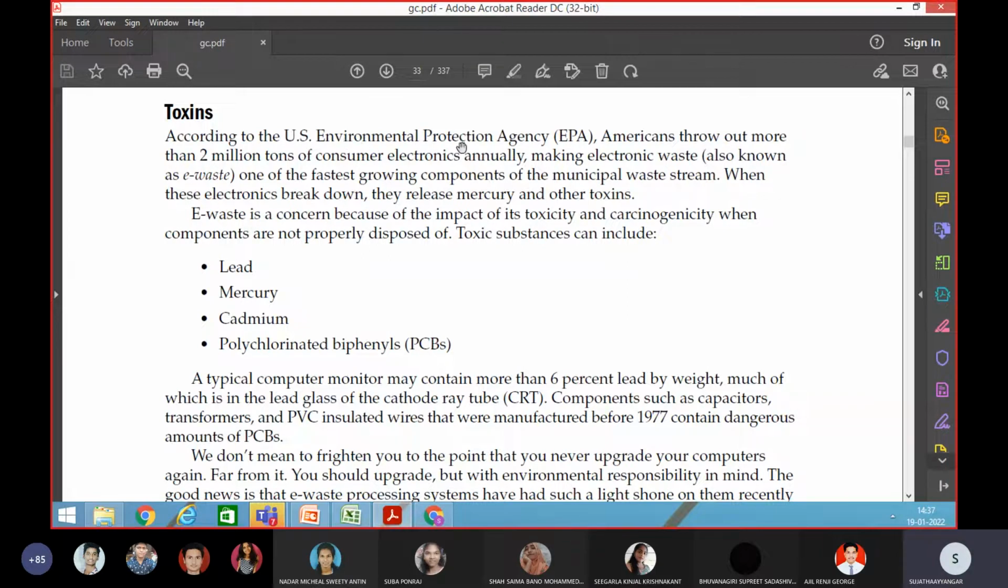US Environmental Protection Agency: Americans throw out more than 2 million tons of consumer electronics annually, making electronic waste, also known as e-waste, one of the fastest growing components of the municipal waste stream. When these electronics break down, they release mercury and other toxins. Okay, we need to deal with e-waste, but how are we going to protect the environment through e-waste?